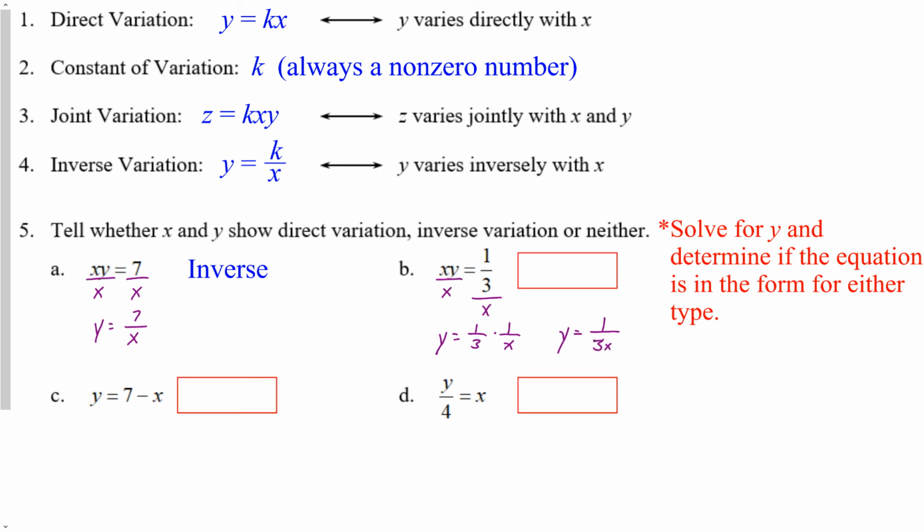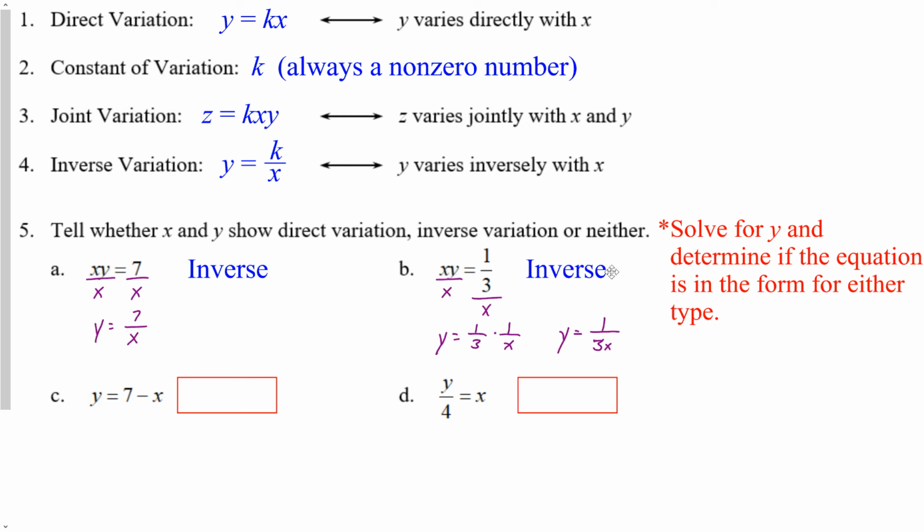So now, is this equation, now that it's solved for y, an example of direct variation or inverse variation? This one is inverse variation again because that x variable is in the denominator. That's really our big key.